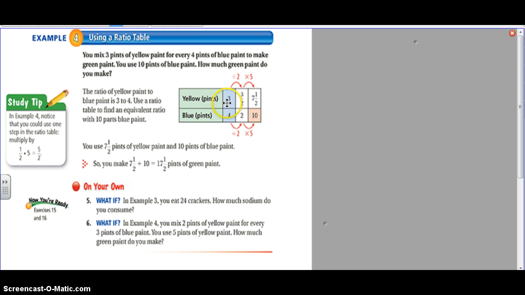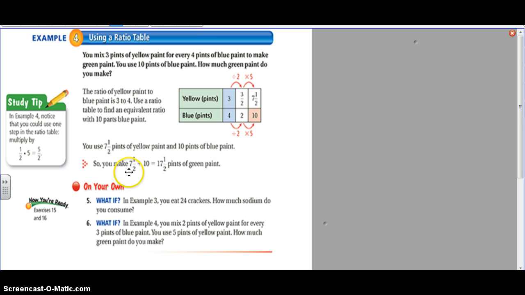Again, let me go over that. 3 divided by 2 is 1.5. Now they decided down here, we're going to multiply that times 5. In order to multiply 1.5 times 5, I first have to convert it to an improper fraction. That's what 3 over 2 is. Then I can multiply times 5 and I get 7.5 pints.